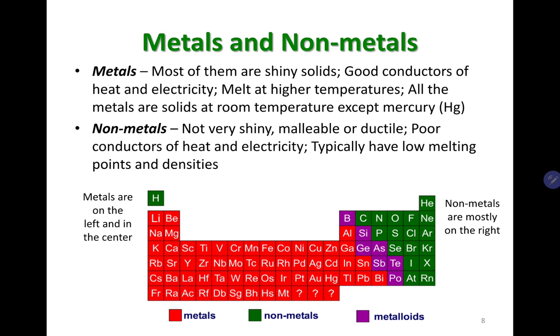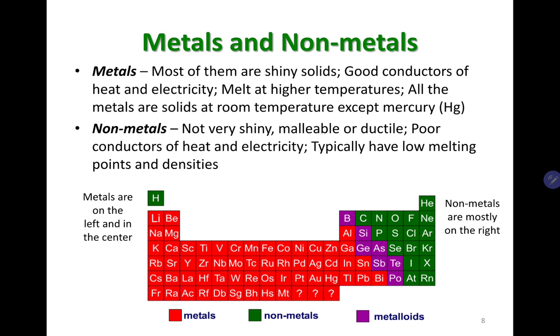Non-metals are basically opposite to metals, so they are not malleable. You can't hammer them into nice shapes, or make a thin wire out of non-metals, and they are not very shiny. They are dull, earthy. They are very poor conductors of heat and electricity. And they usually have low melting points and densities. They have low densities, so they are lightweight, and they have low melting points. Some of the non-metals are even gases at room temperature.